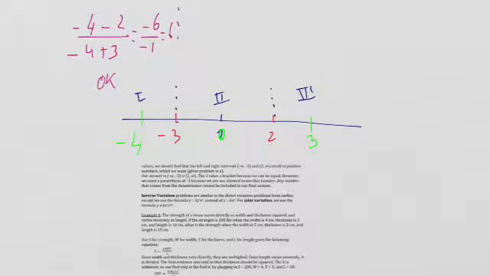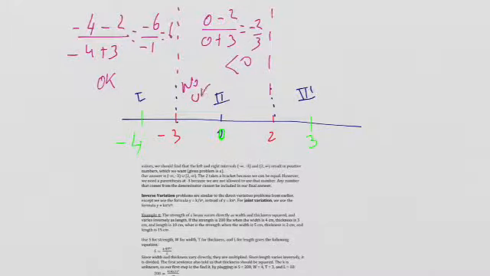If I do the same thing for x equals 0, I have 0 minus 2 over 0 plus 3, which is negative 2/3. That is negative, and I'm supposed to find something greater than or equal to 0. So that is not okay. Now, for interval number 3, I take x equals 3. When x equals 3, I have 3 minus 2 divided by 3 plus 3, which is 1 over 9, and it is greater than 0.